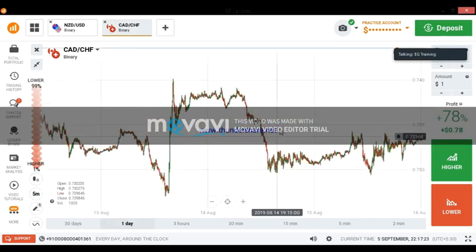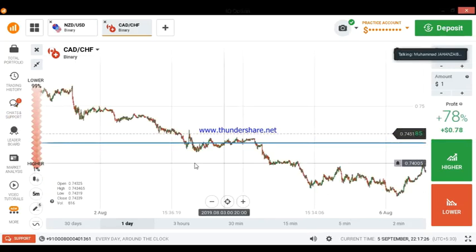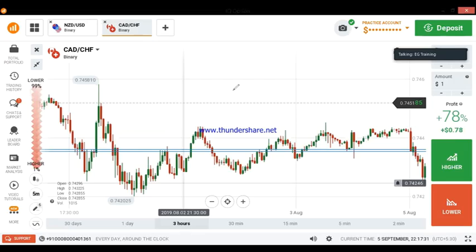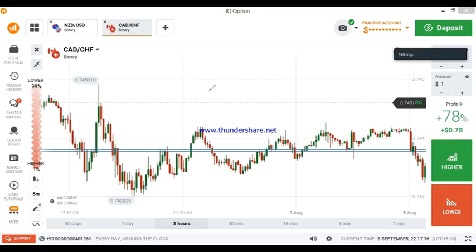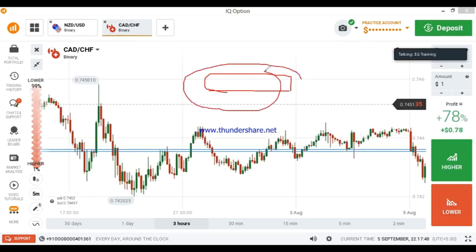Wait, I will show you. Sir, why are there two lines? You drew two lines on that. What is the reason? Because we can't draw the SNR level with one line, because the level is an area. The support and resistance level is an area. We need to draw two levels, the entire area.